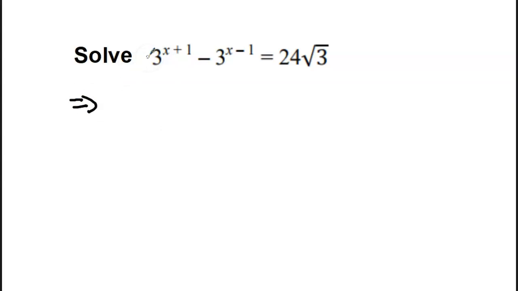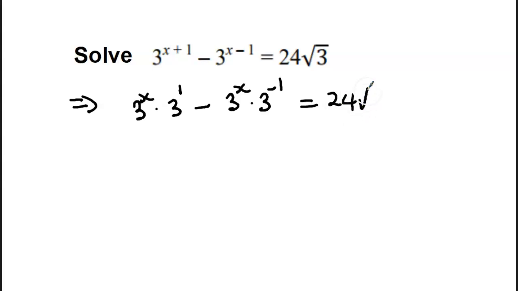So that's how we solve math questions. Don't say, I've not seen the question before. No, you apply the rules, the laws, whatever you know about the question, you apply them and see what will happen. So we know that if we have something like this, we can rewrite it as 3 raised to the power x times 3 raised to the power 1 minus 3 raised to the power x times 3 raised to the power minus 1, which is equal to 24 root 3.